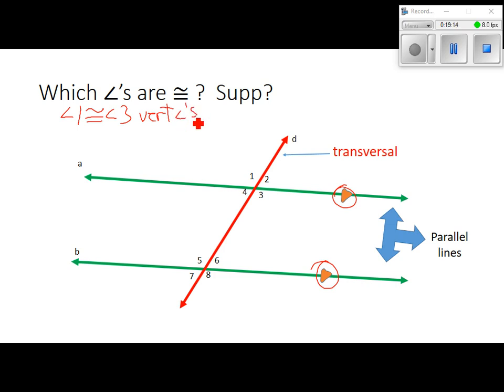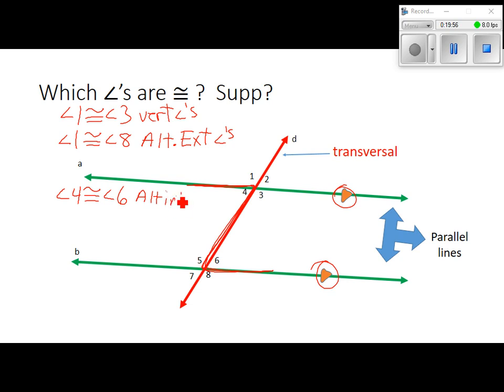Alright, so we already know that, but we could also say that angle 1 is congruent to angle 8 because they're alternate, and I'm going to abbreviate a lot of these, exterior angles. If we look at angle 4, we know angle 4 is congruent to angle 2 because they're vertical angles. But we also know that angle 4 is congruent to angle 6. Notice how they form that Z? Because they are alternate interior angles.